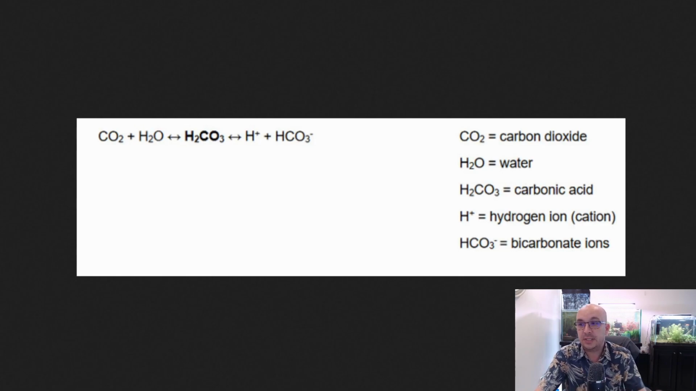So this is the equation for the buffering action of KH. We have carbon dioxide plus water produces H2CO3, which is carbonic acid. On the other side of the equation, we've got a hydrogen ion, and we've got hydrogen, carbon, 3 oxygens. This is a bicarbonate ion.